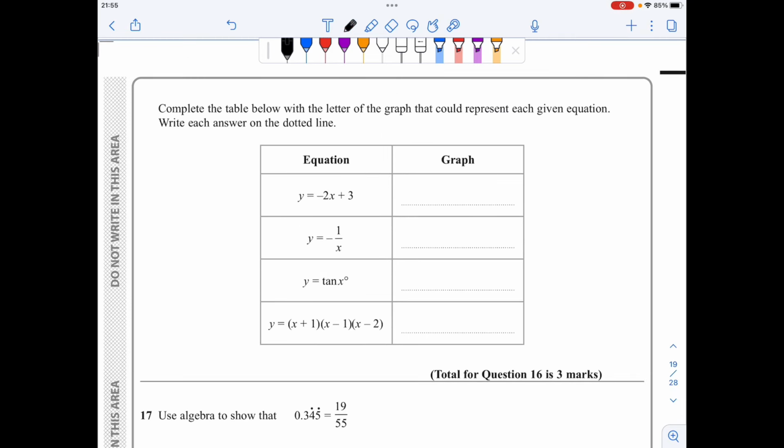On the next page, I'm given 4 equations. I need to match the graph for each equation. The first one is a straight line with negative gradient, positive y-intercept. So this is graph C. The second one is a negative reciprocal function, that's F. The tan graph is D. And the last one, if you expand, you'll get x cubed, that's graph H.